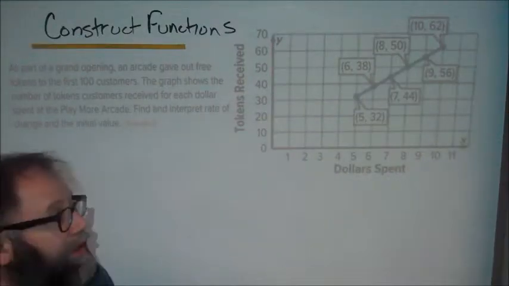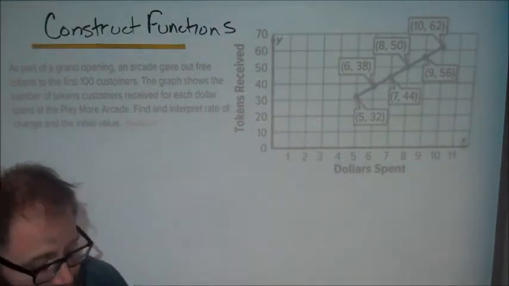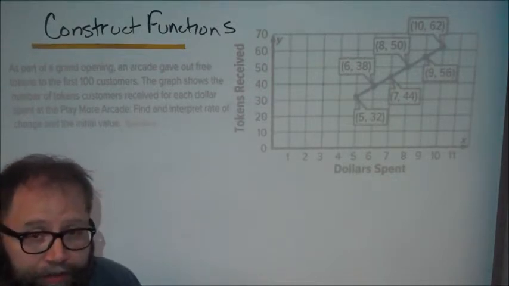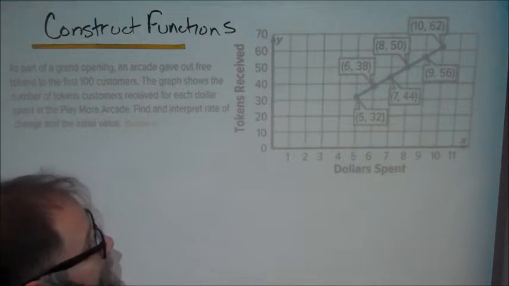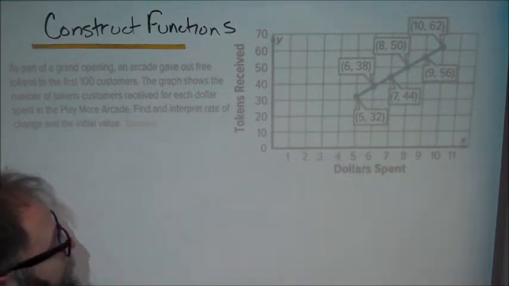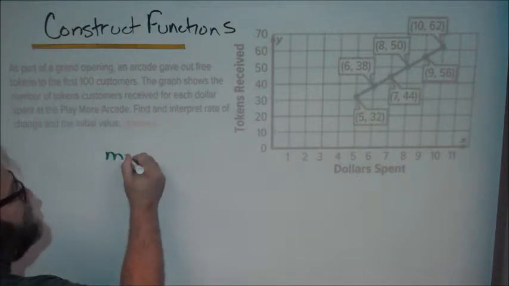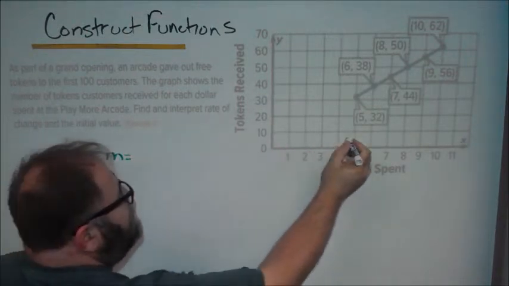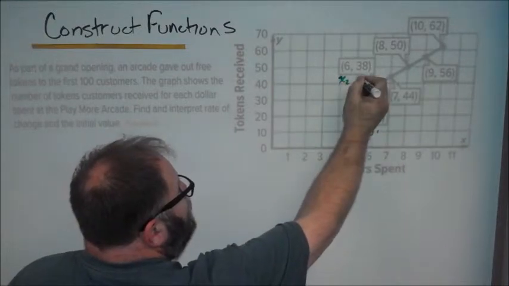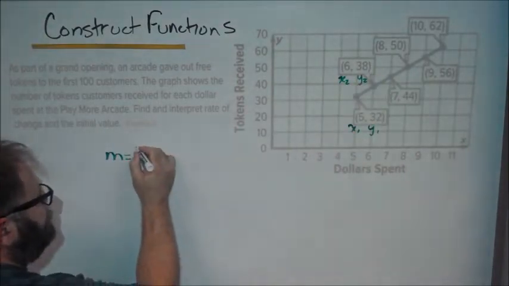Our next example is with a graph. So with the graph, we're going to figure out the exact same thing. We're looking for initial value, and we're looking for rate of change. Here, we're given a series of points, so let's use the points to our advantage here. We'll find slope with slope formula, so we need an x sub 1, a y sub 1, an x sub 2, and a y sub 2.